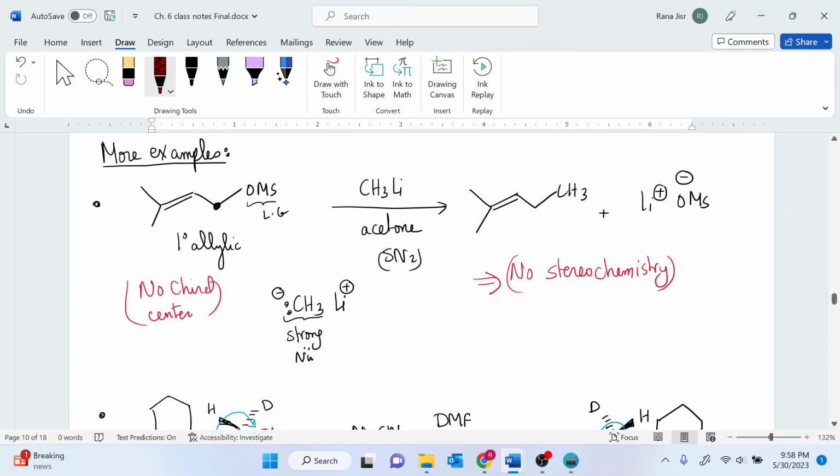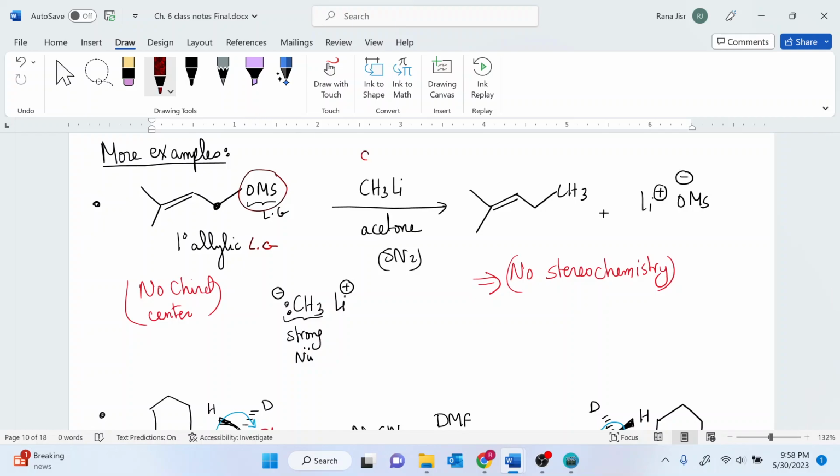Another example over here, I'm starting with a primary allylic leaving group. I switched my leaving group from a halogen to OMs, so my speed of the reaction here is going to increase. Primary allylic leaving groups are as stable as secondary leaving groups. So this reaction over here can proceed with an SN2 reaction.